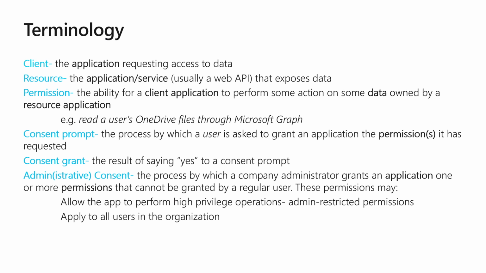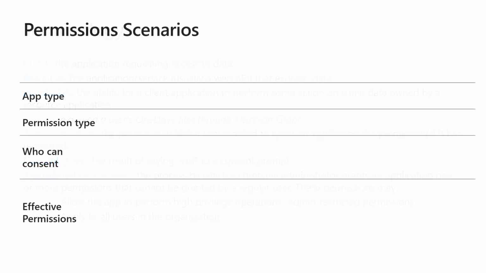These permissions to access data are not something the application developer can just obtain on their own. They need to get consent from the owner of the data first. This usually happens through a consent prompt, where a user will be asked to grant the client access to some data exposed by the resource. When a user clicks yes or accept on the prompt, this results in a consent grant being recorded. Sometimes this is performed by an administrator, either when the app is requesting admin-restricted permissions that only they can consent to, or when an admin wants to consent on behalf of the entire organization.